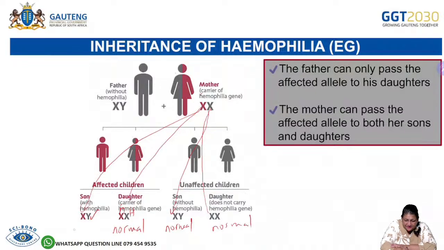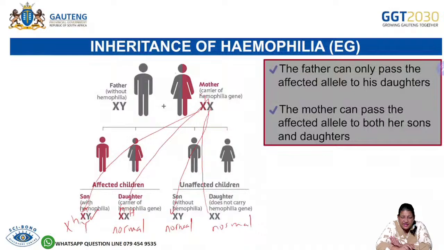But this son, the mother is carrying the hemophilia allele, and this son is getting the Y chromosome from the father, but he's getting the X chromosome with the hemophilia allele from the mother. So that means he's going to be looking like this. He is definitely going to have hemophilia. So that means out of the 4, 1 out of the 4 will have hemophilia, and that one is going to be a son.